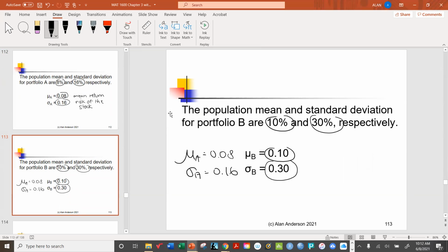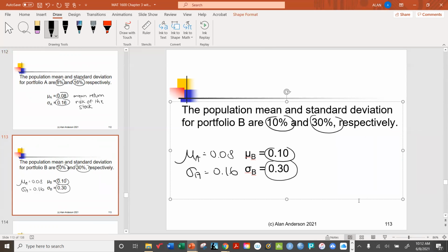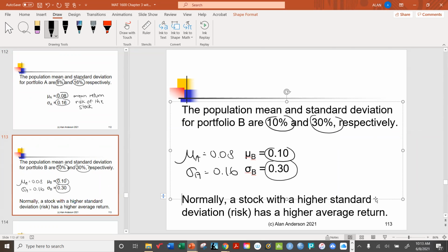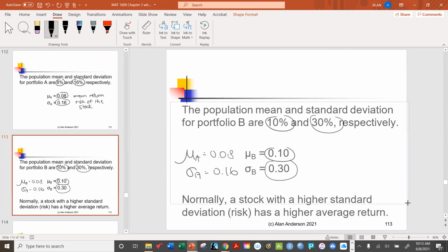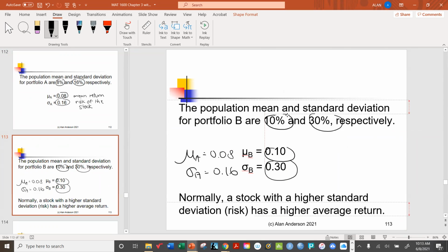What typically happens with financial securities like stocks is that normally a stock with a higher standard deviation, or risk, has a higher average return. That's pretty standard. Most of the time in the marketplace, you'll see that the higher the risk of the stock, in general, the higher should be the rate of return.